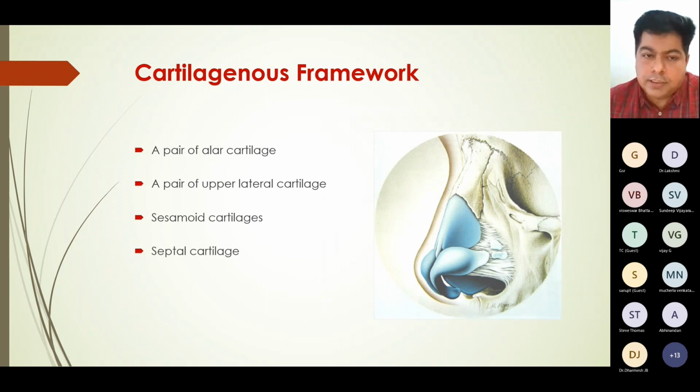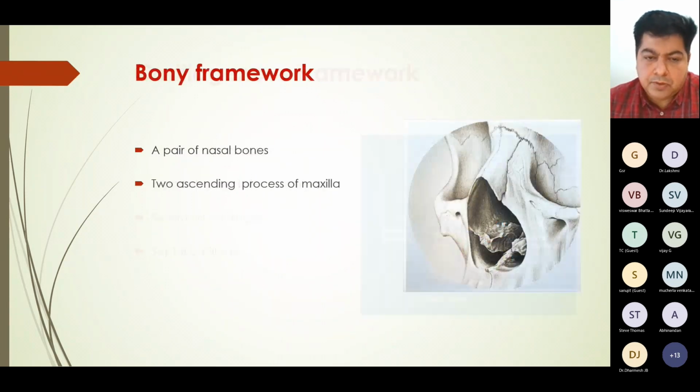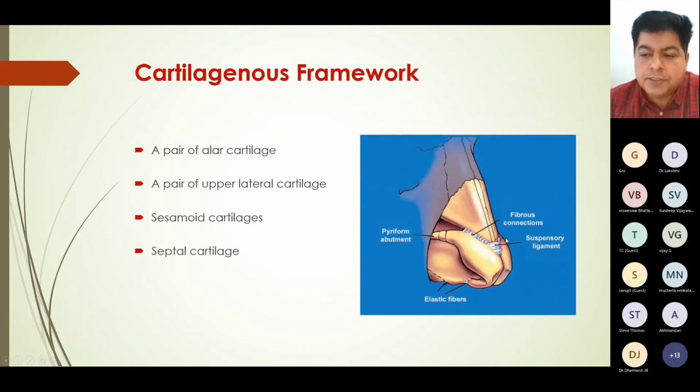We all know the cartilaginous framework consists of a pair of alar cartilages, a pair of upper lateral cartilages, some small cartilages in the lateral aspect, and the septal cartilage in the midline. All these cartilages are joined together by various fibrous connections, like suspensory ligaments between the lower lateral cartilages and fibrous connections between the upper and lower lateral cartilages. It is not the topic of discussion today, but we are now moving towards preservation rhinoplasty, in which we want to preserve all these structures. Today we'll be discussing open rhinoplasty, in which we more often than not divide these structures. So we have to reconstruct them again once we are done with the cartilage refashioning.